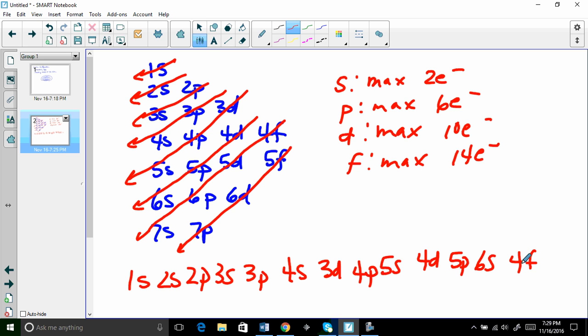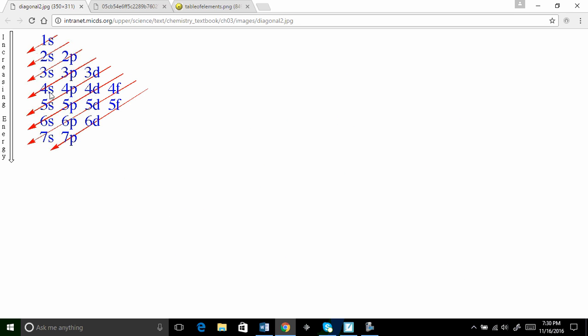So 4f, 5d, 6p, 7s, and then 4f, 5d, 7p, 4f, 6d, 7p. They don't fill in order. How come it isn't 1s, 1s, 2s, 2p, 3s, 3p, 3d, 4s, 4p, 4d, 4f? That's not how they fill because, going back to the thing, they fill low to high energy. And so this is the order they fill in.